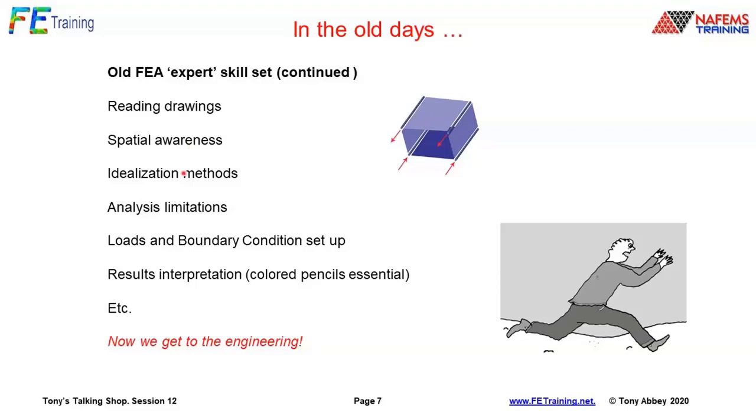Idealization models or methods are absolutely key. So here we've got a very early approach with shell and rod elements. Things get more sophisticated since then, but it's basically how do I take the real structure and turn it into something which can be represented in the analysis. Knowing the limitations of the analysis, things that can go wrong, we've talked about some of those on the presentation so far. Loads and boundary conditions set up, particularly boundary conditions, are always tough.